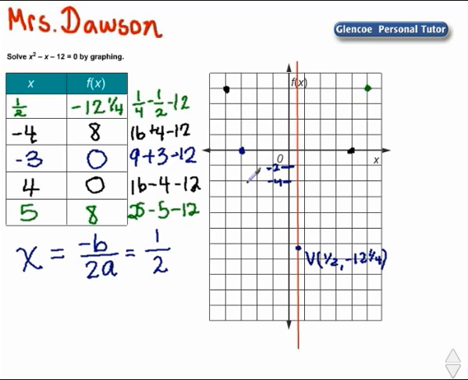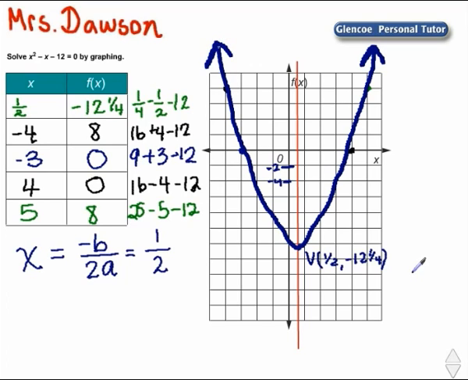So now we have 5 points to connect, and we want a nice smooth curve or parabola that passes through all 5 points. Arrows on the end to show that it continues on.